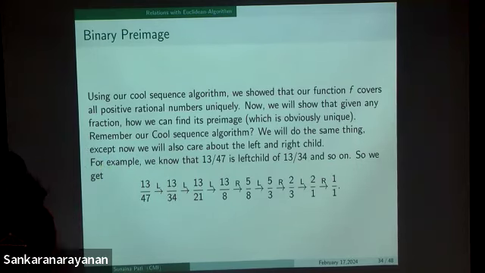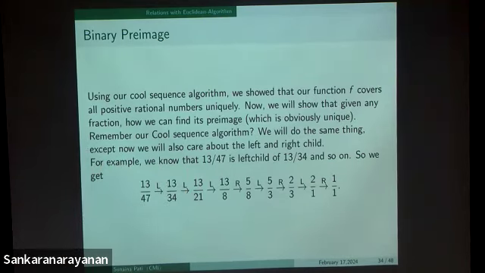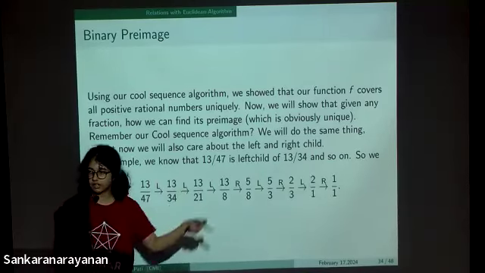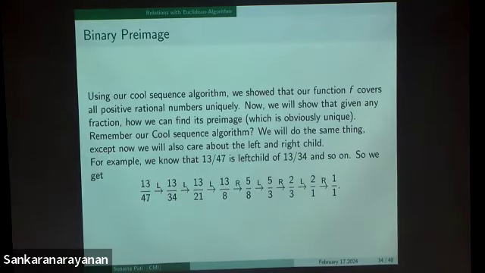So that's why it's closely related to the Euclidean algorithm. And when you convert it into continued fractions, the indices in the continued fraction are essentially the number of lefts and the number of rights.